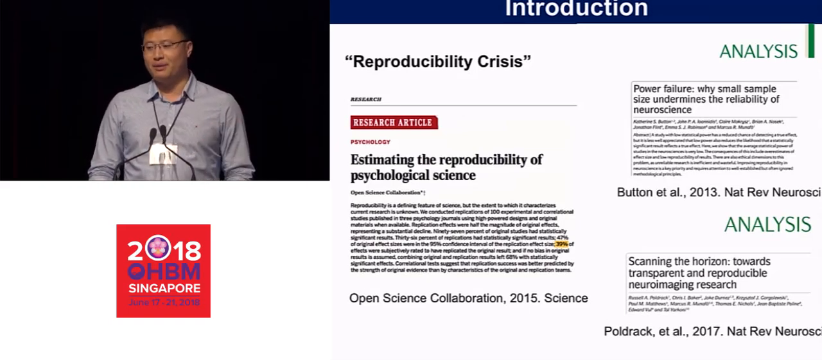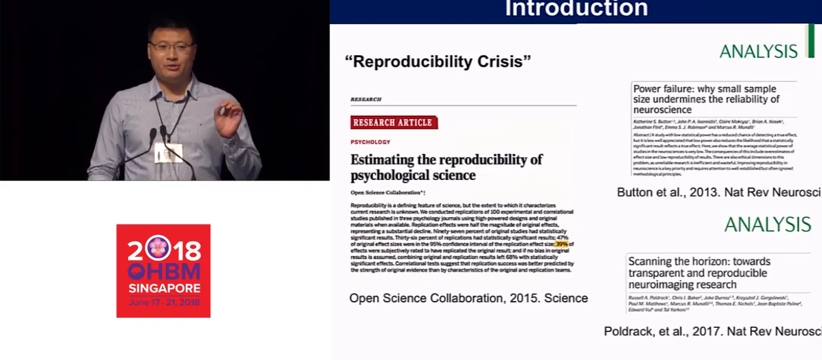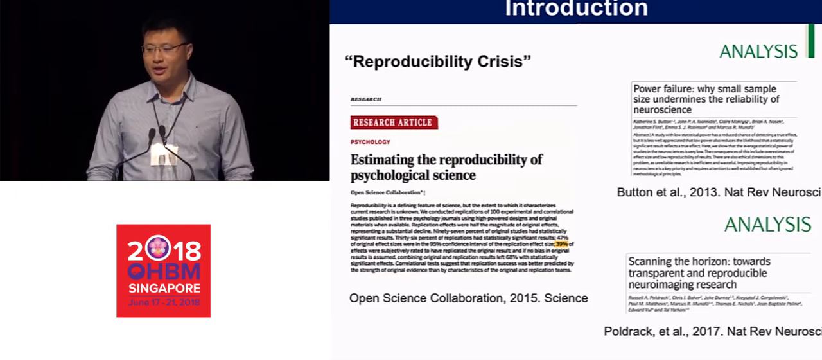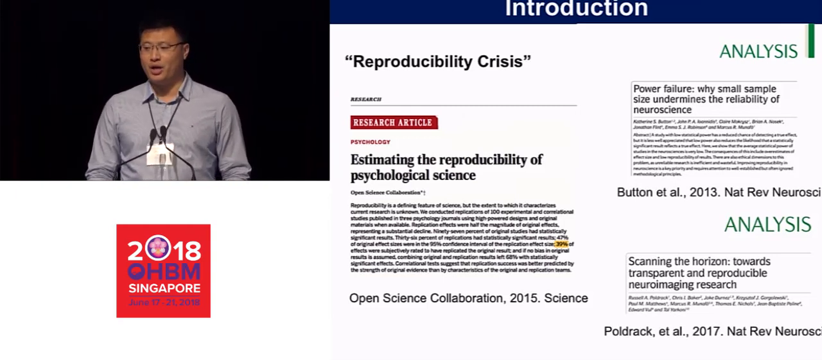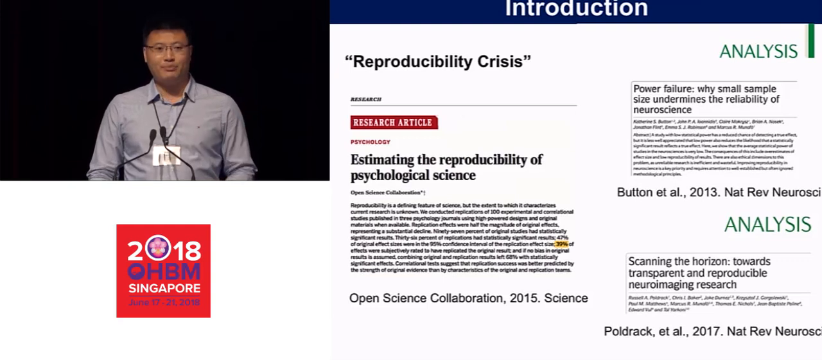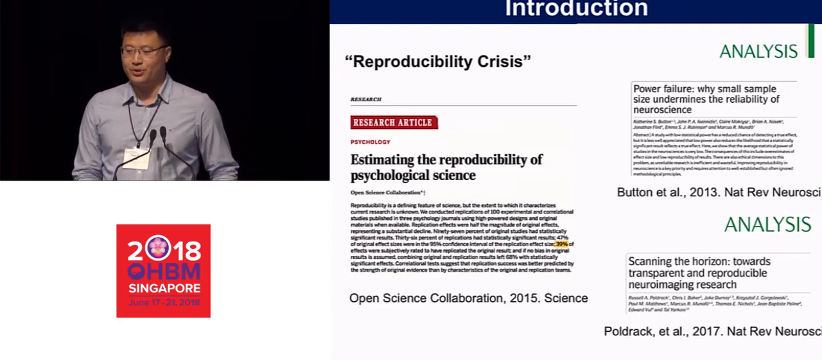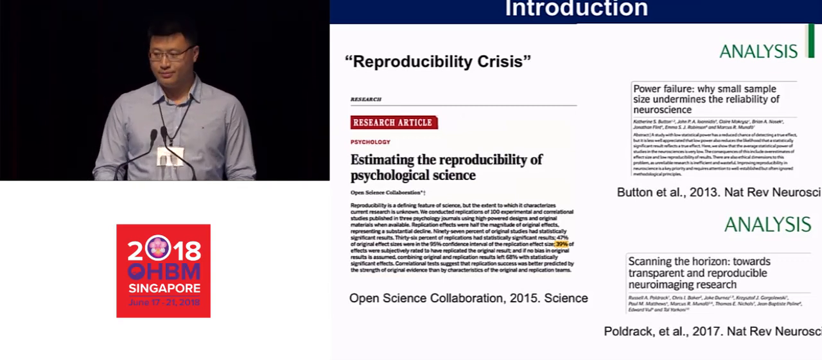There are a Science paper and a Nature paper, and in the neuroscience field there are several wonderful reviews. For example, Button et al. in 2013 talked about power failure: small sample size undermines the reliability of neuroscience. And Dr. Poldrack's group also has a wonderful review, towards transparent and reproducible neuroimaging research.